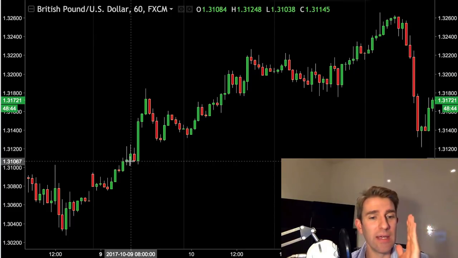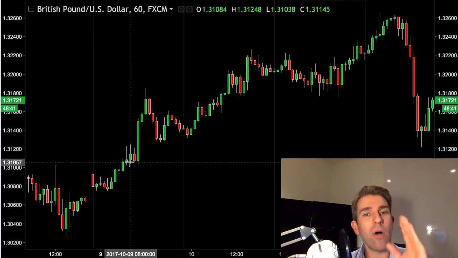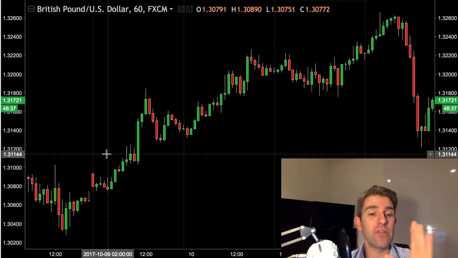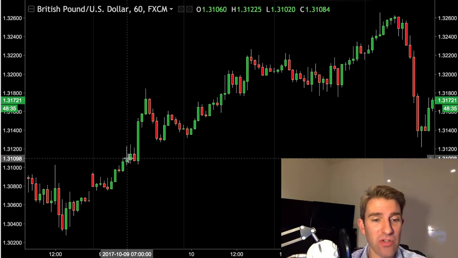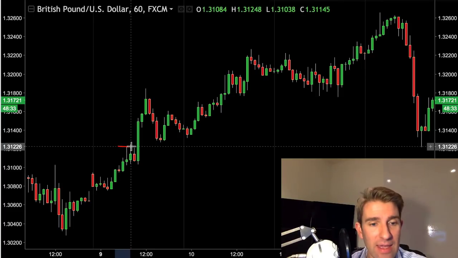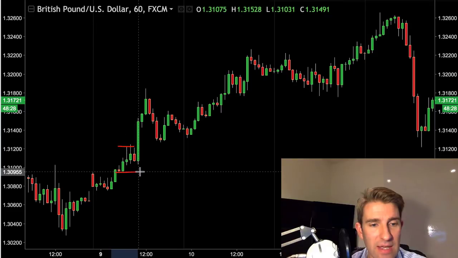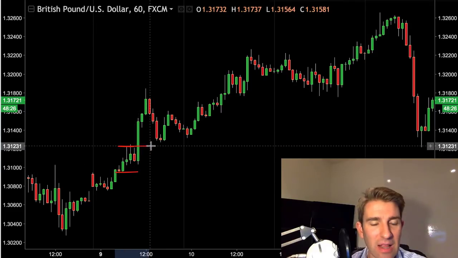Before that open, we're marking the high and low of the previous 3 hours, so the previous 3 candles in the Asian session. We've got a high here, and 3 candles before is going to be here, so our low is going to be here. So we've bracketed this like this.